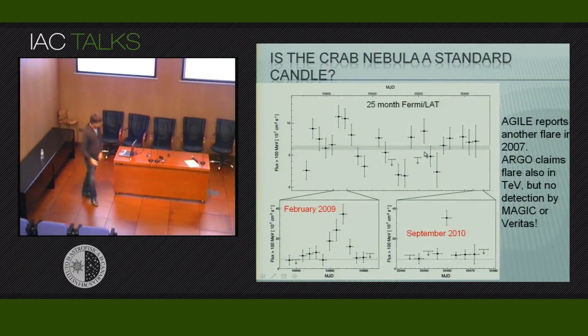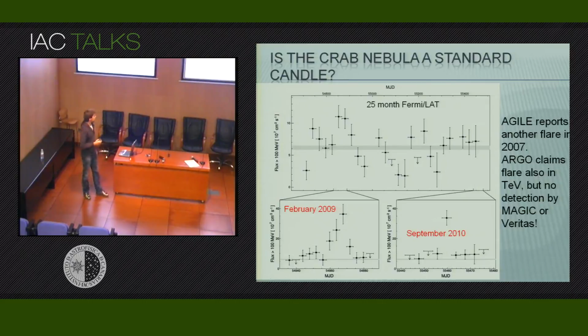And there are claims from the ARGO experiment. I will not go into detail about what ARGO is, but they are also sensitive in the TeV gamma-ray range, and they see a flare during September 2010. However, they do not see this flare in February or earlier periods, so it's a bit fishy, and the significance they have is not really large, so they still need to work on that.